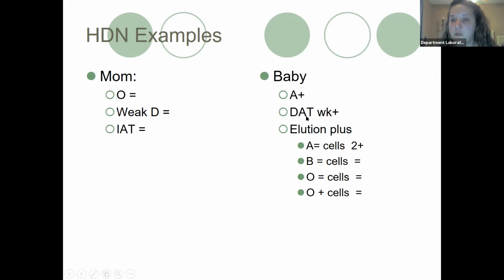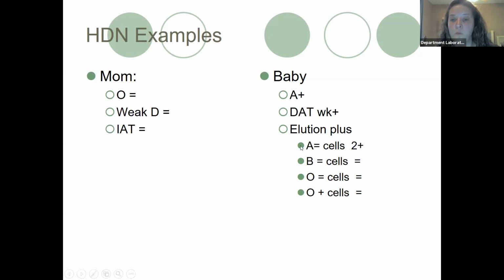And then look at your DAT result. Remember I said that with ABO hemolytic disease of the newborn, your DAT is very, very weak. Okay, and so we have a weak reaction here with our DAT. Anytime your DAT is positive, you have to do an eluate. So we take baby cells. We expect ABO hemolytic disease of the newborn here, but we want to confirm that. So we will do a Lui freeze elution.